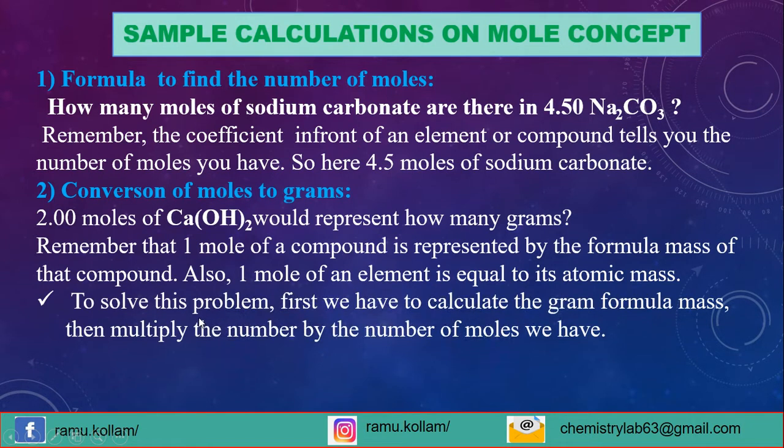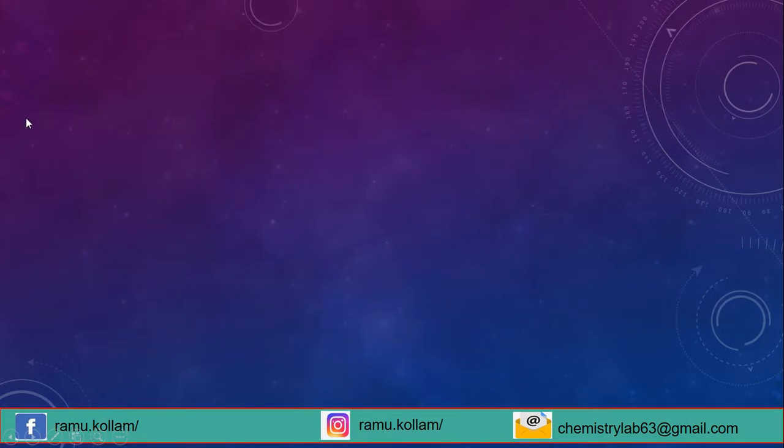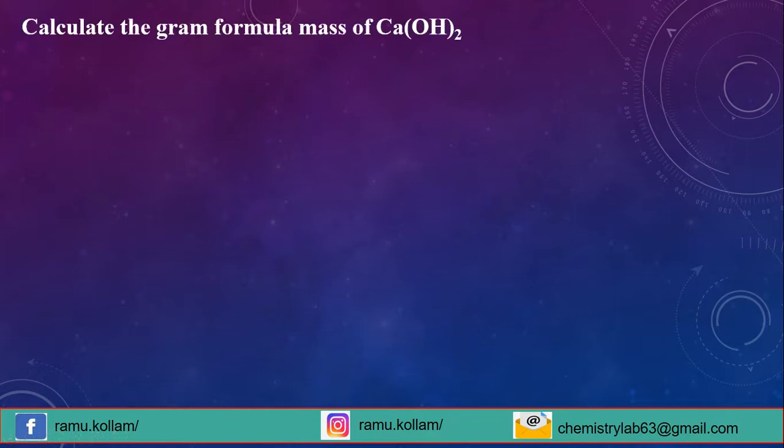So to solve this problem, first we have to calculate the gram formula mass. That means we calculate the gram formula mass of calcium hydroxide. Then multiply that number by the number of moles we have. So here we are going to calculate the formula mass of calcium hydroxide. Let's see. Calculate the gram formula mass of calcium hydroxide.